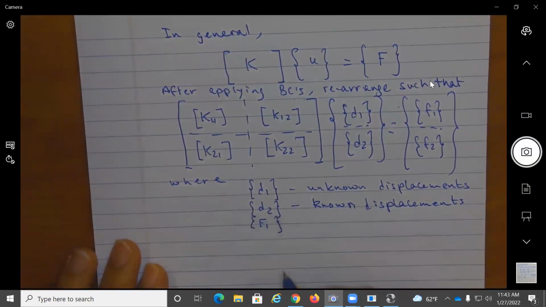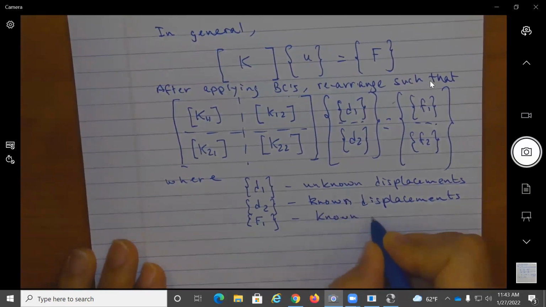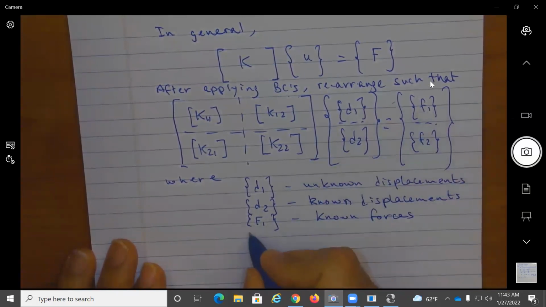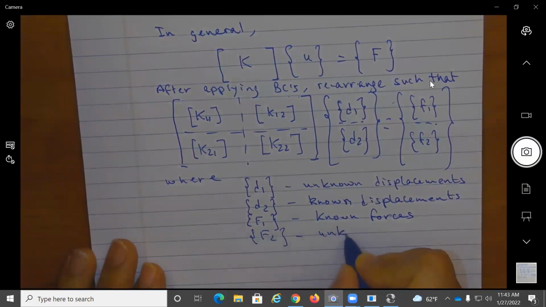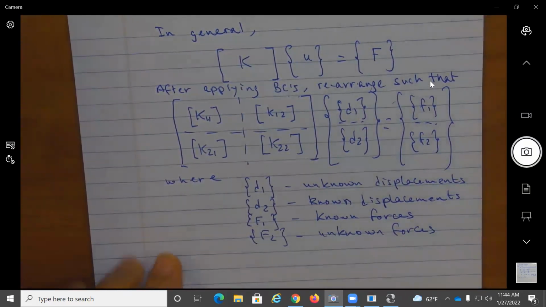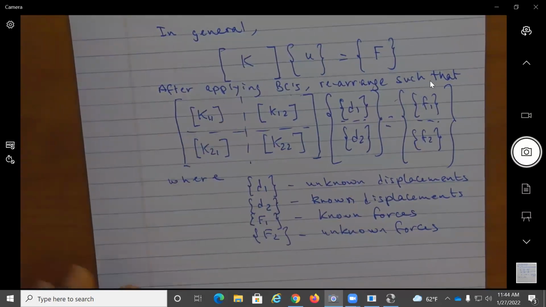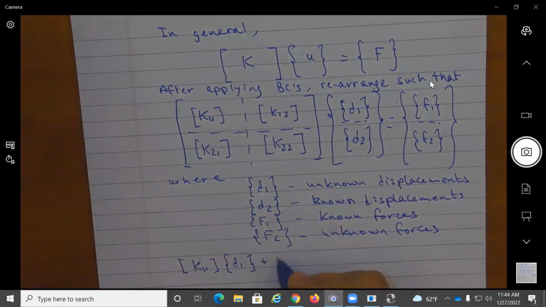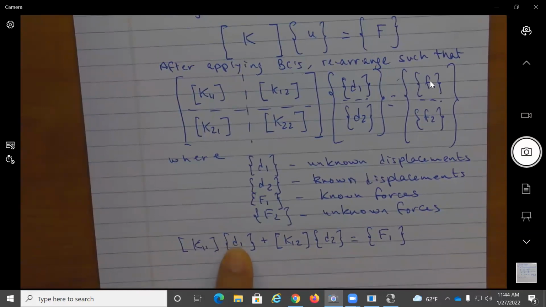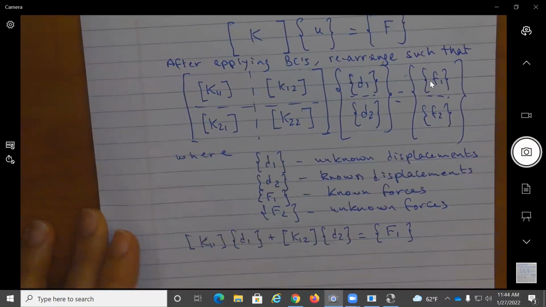F1 are the known forces where we have unknown displacements. And F2 are the unknown forces. If we can rearrange to such an order, then we can look at the first set and say we have K11 multiplied by D1 plus a K12 times D2. D2 is the known displacement, is equal to F1. And F1 are known forces. So these are the only unknowns.